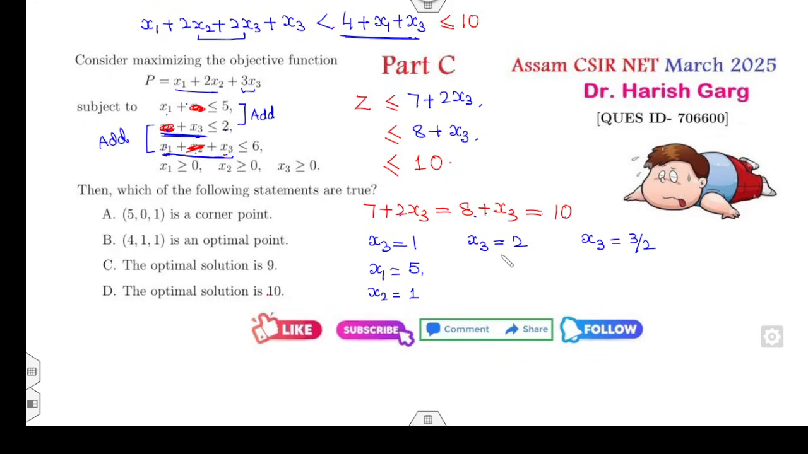Look at the second one. If x3 is equal to 2, x1 will be 4. If x1 is 4, then you can find x2 is 1. But from here, you can see x2 will be 0. Fine, and this will be satisfied. Again, you can see this condition is not satisfied. That is the only optimal solution of the problem.